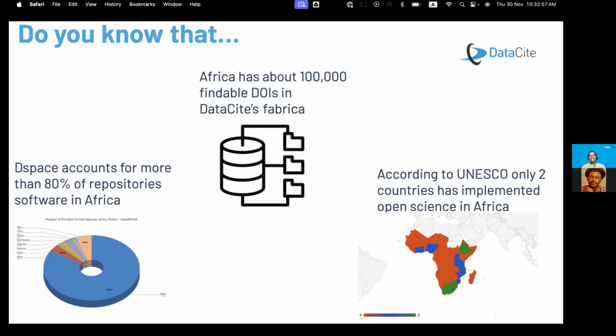Then from DataCite Fabrica, we found out that we have about 100,000 DOIs that are findable coming from African research. So this can improve. This can improve.